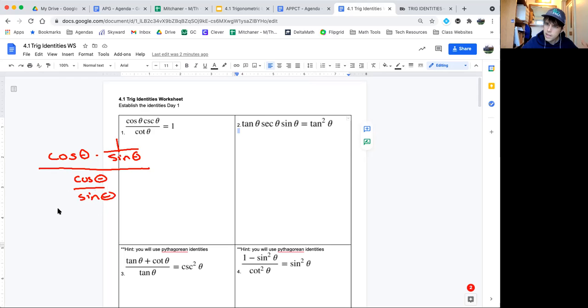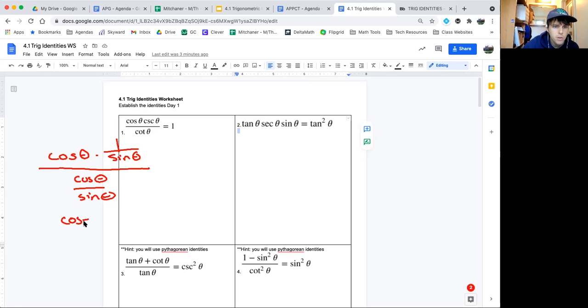And then my identity for cotangent is that it is cosine of theta over sine of theta. All right, so I'm seeing what's going on with this left-hand side. If I multiply those together, I'm going to get a cosine in the numerator, sine in the denominator, cosine in the numerator, sine in the denominator. Let's see what goes on there. You may not know the exact path. You may have to backtrack a few times as you go through these, but just make some progress, see what you can simplify, see if it starts to reveal itself to you.